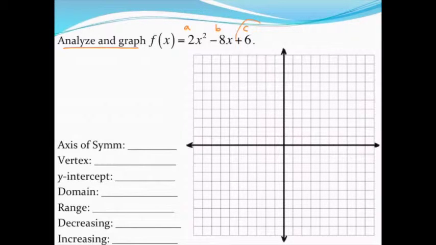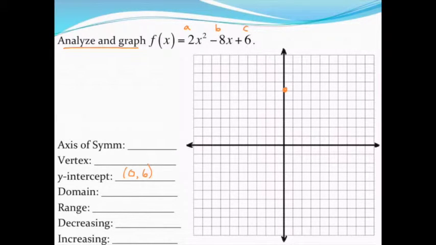The c value, when you're in standard form, always represents your y-intercept. So I know that this graph is going to cross the y-axis at (0, 6). And actually, let's go ahead and just get that point on the graph right away. 1, 2, 3, 4, 5, 6. We have 1 point. I'm going to look for 5 points when I'm done graphing this.